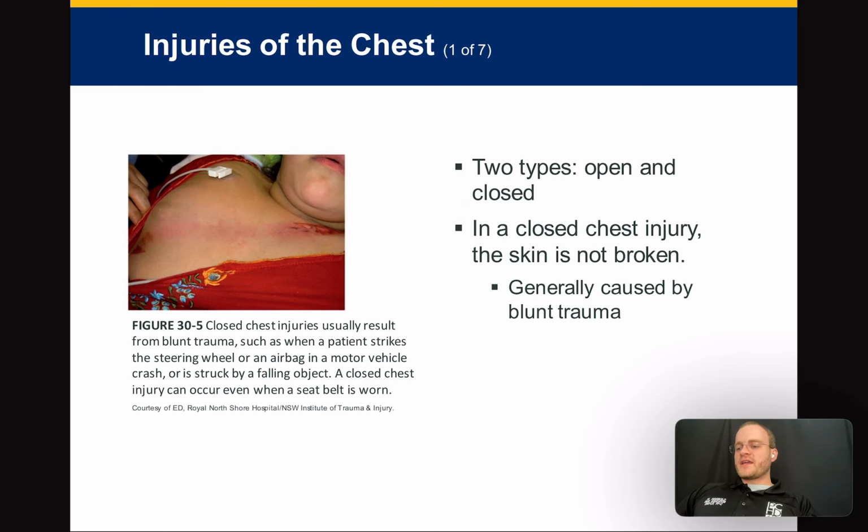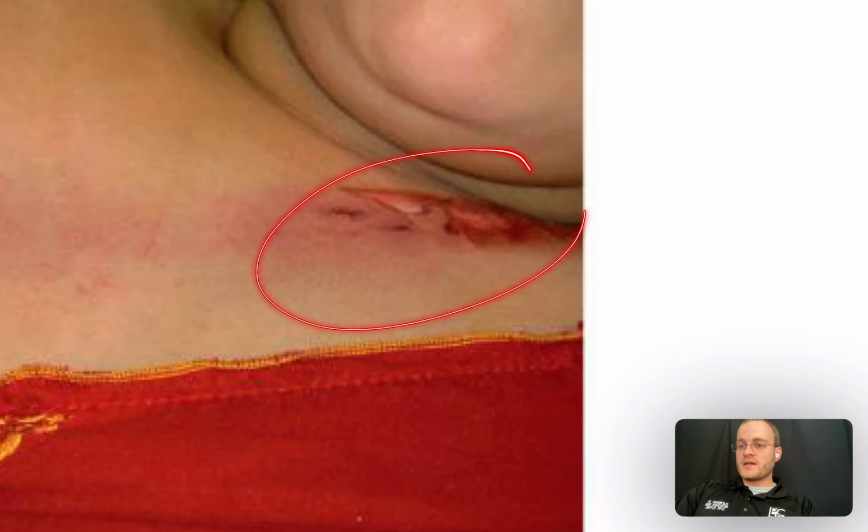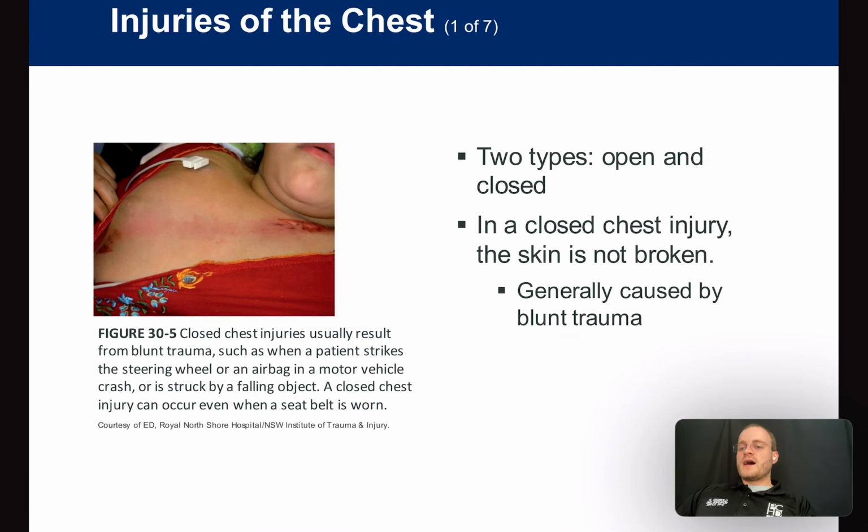Now, just like any type of trauma, there's open and closed chest traumas, right? Closed is by far more common, but in a closed chest injury, the skin is not broken. I don't like the word skin broken because the skin is technically broken here, right? That's a seatbelt mark, by the way. But it's not truly broken. So a little bit of an abrasion, that's not broken skin. We're talking about going into the deeper layers of the skin and the fat. That's an open chest injury.